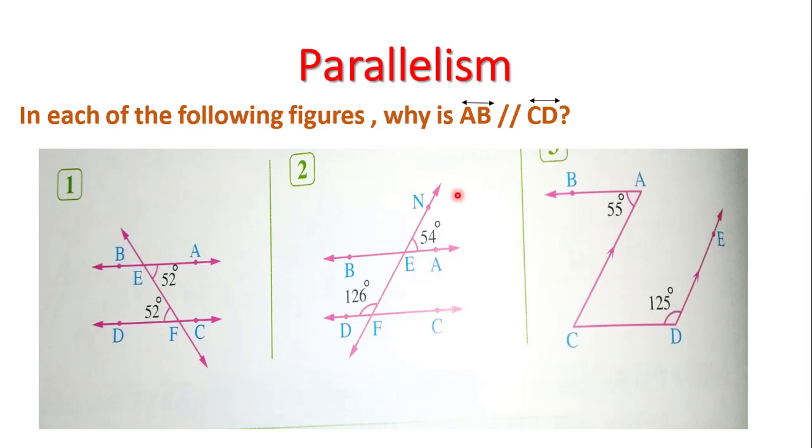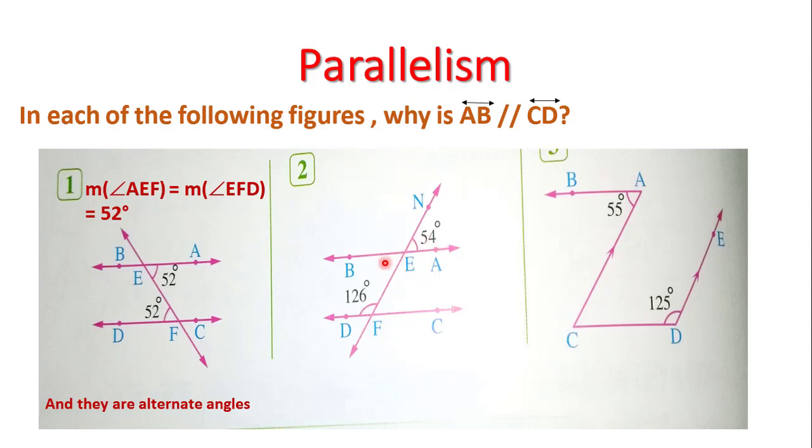Here, for example, in each of the following, prove that the straight line AB is parallel to the straight line CD. The first one, we have two equal in measure angles, and they are alternate angles, so the two straight lines should be parallel. So if we found two alternate angles which are equal in measure, it means that the two straight lines here are parallel.